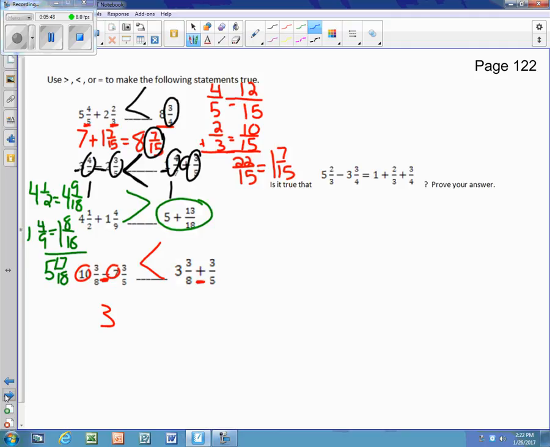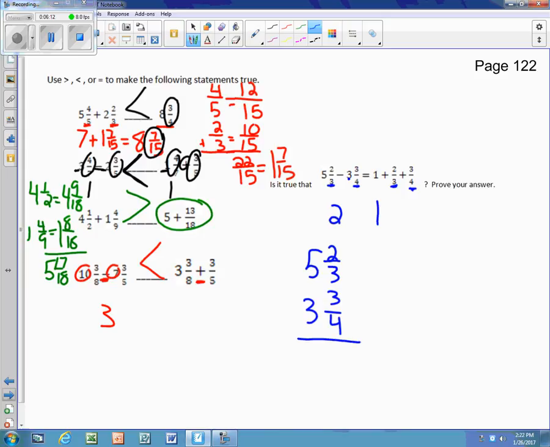And to find out if this is true, we're going to do 5 minus 3, which is 2. This only has 1. Over here, I'm subtracting these two numbers. And over here, I'm adding these two numbers. So we have to actually see because this gives us 2. So we're going to do 5 2/3 and 3 3/4.